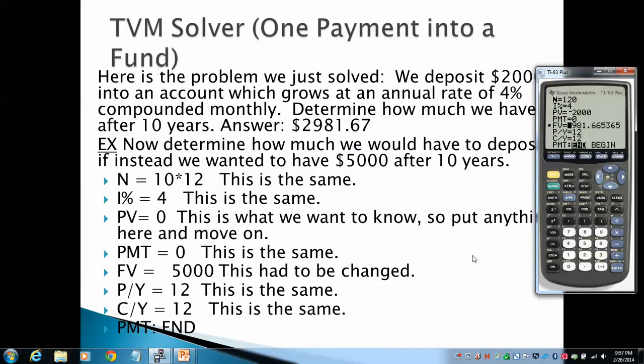So let's look at this on the TI. N is 10 times 12. That's the same. That's the number of compounding periods. Interest is the same. Present value, that's what we want to know. So you could enter 0 for that. To be honest, you could probably just leave that alone and it would be fine. Payment's still the same. Future value changes though, because we want to have a future value of 5,000. So let's enter 5,000 in there. And enter. Payments per year, compounding periods per year are the same.